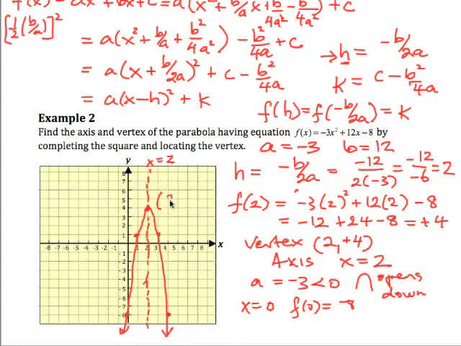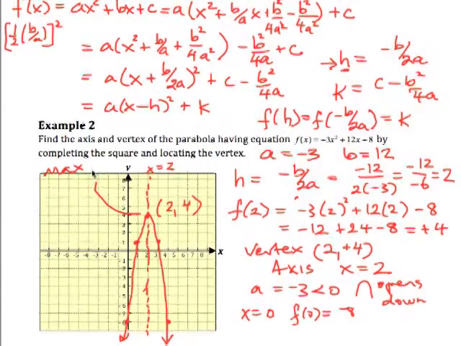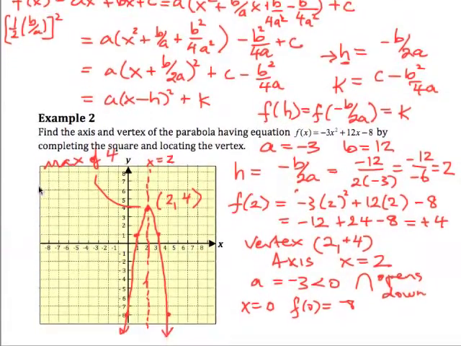All right, so here's our vertex, which is 2, 4. Here's our axis. Notice that we have a maximum of 4 at x equals 2. Our domain, of course, is negative infinity to infinity. And our range is negative infinity up to 4, including 4, and there it is. And so we can see it's quite easy to draw this function once we have that particular vertex.